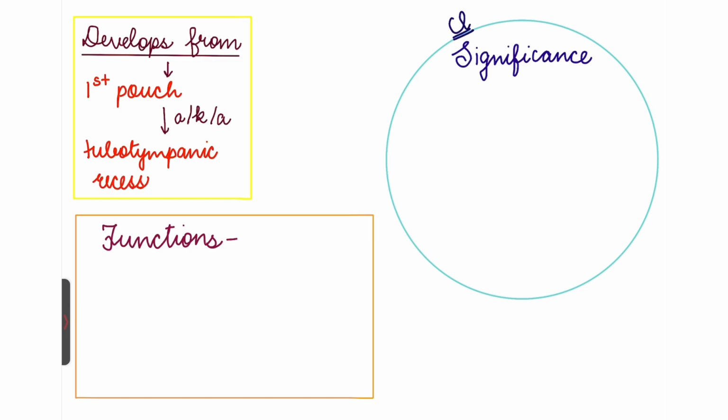Let me ask you, why are we even studying this topic? We are studying this because it is a route for infection spread. The eustachian tube block can cause otitis media in the middle ear. Any middle ear infection can cause mastoiditis.